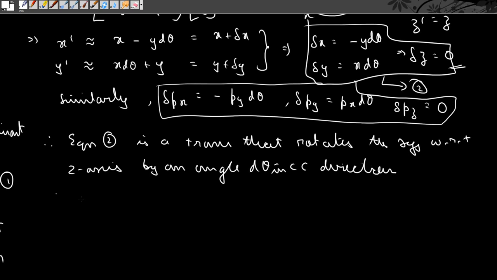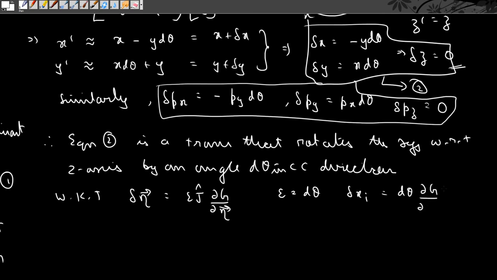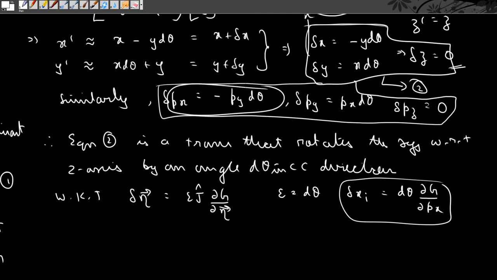Okay, now once again we know that del eta is given by epsilon times j hat dou g by dou eta, and here if we choose epsilon equal to d theta, what we see is that del xi is equal to d theta times dou g by dou px, and this implies, if you compare this relation to this relation, what do we see?